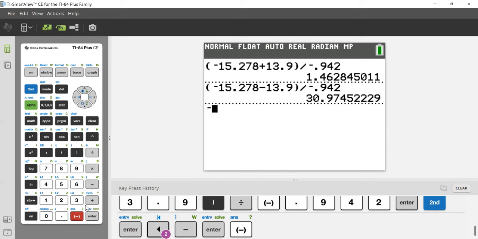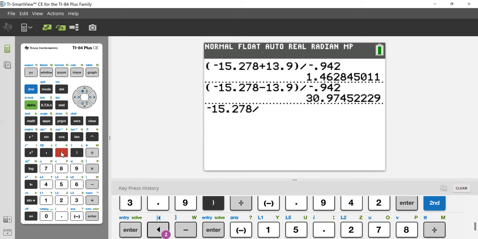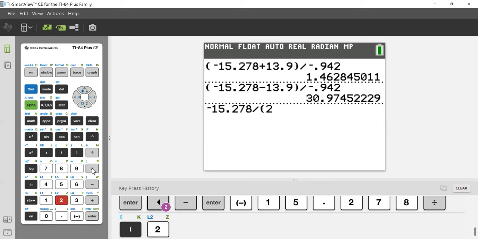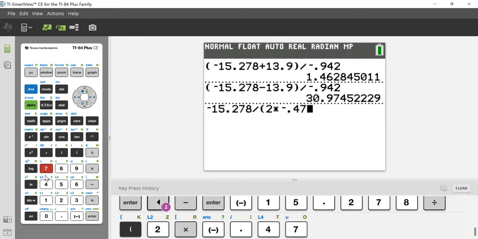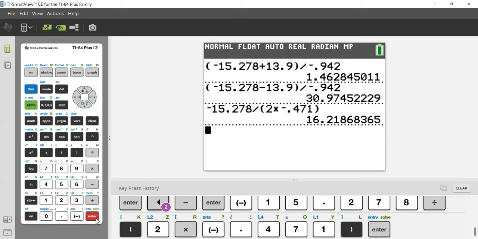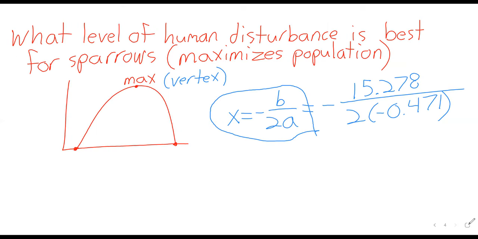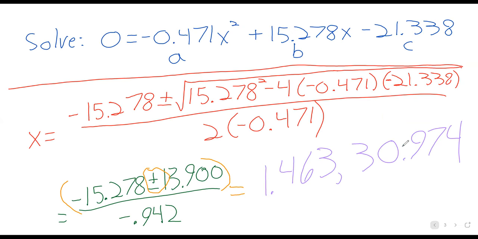So negative B divided by, again, parentheses, 2 times -0.471, 16.219. Which makes sense. If this is too little and this is too much, then just right probably ought to be about midway between them, which is exactly what we do find.